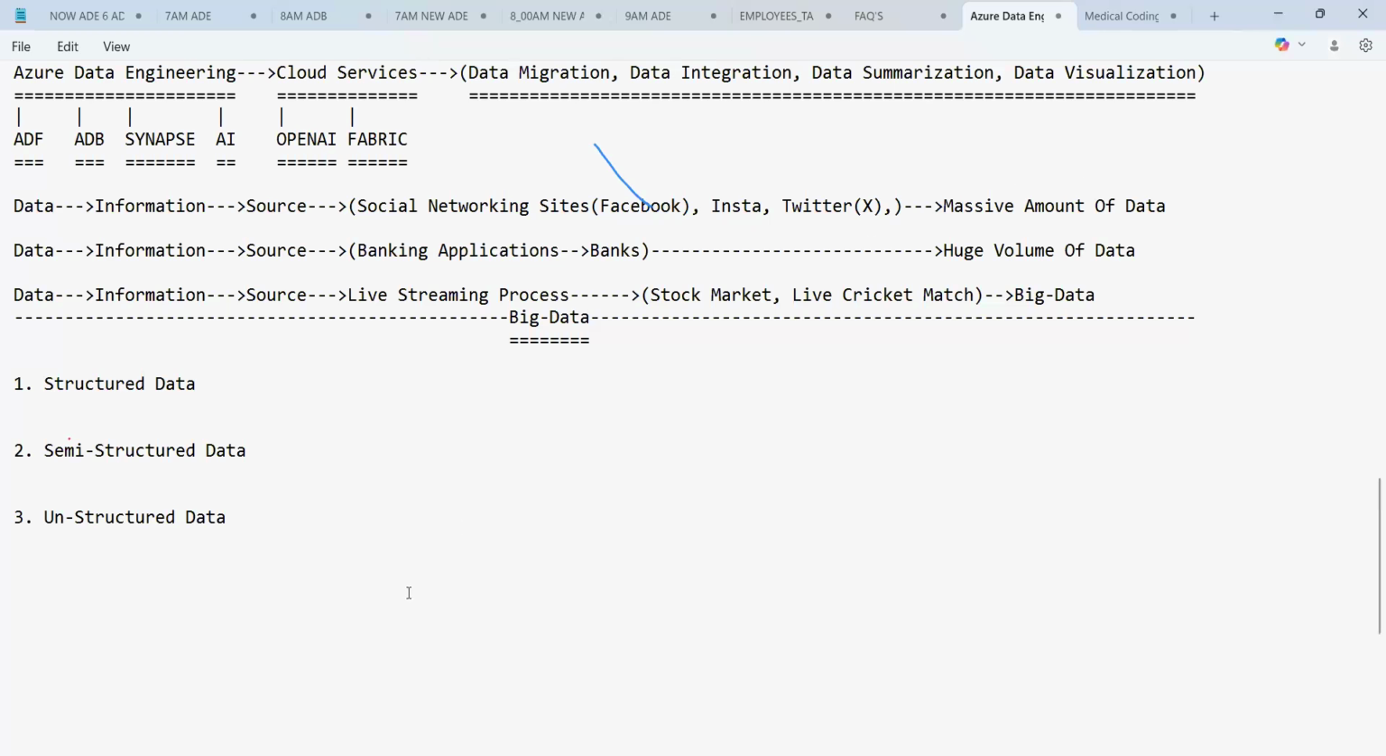So guys, structured data is nothing but the data which is kept in the proper form of a table. That is a collection of rows and columns. Okay.